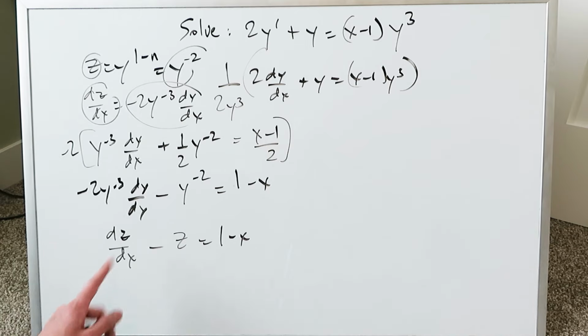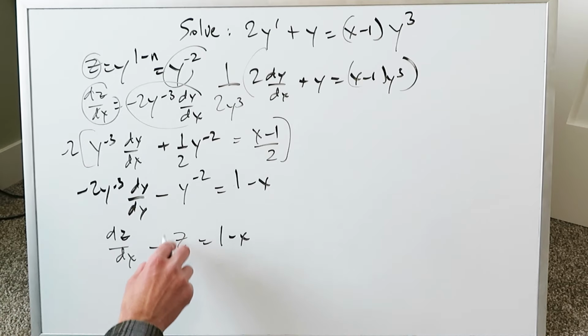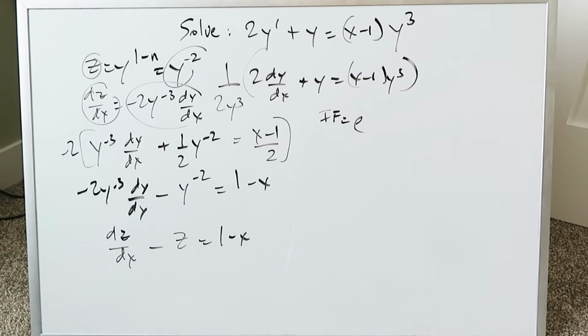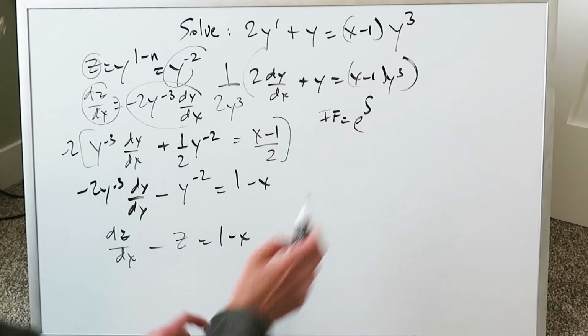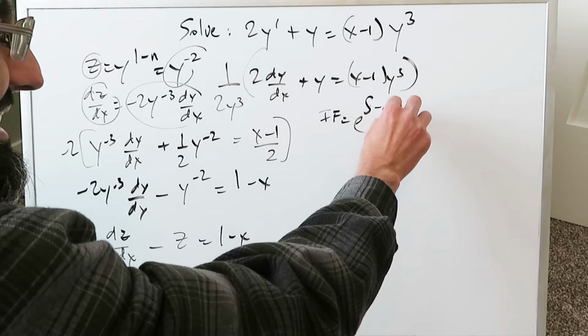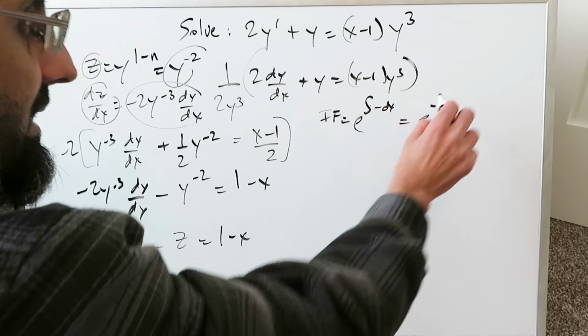Now this looks very much like your linear form, dy over dx plus Py is equal to Q. It looks very much like this. What's your P value here? You have to find your integrating factor. It's always e to the power of the integral of P dx. What's my P value here? It's a minus 1. It's not just a 1, it's a minus 1. Minus dx, which you know is e to the power of minus x.